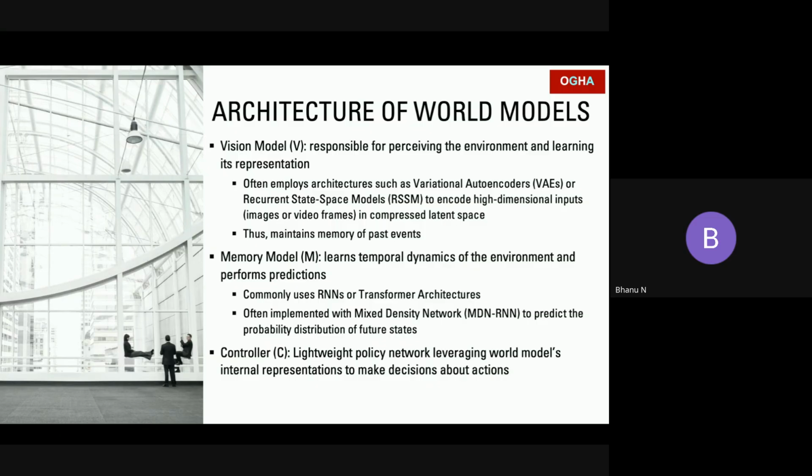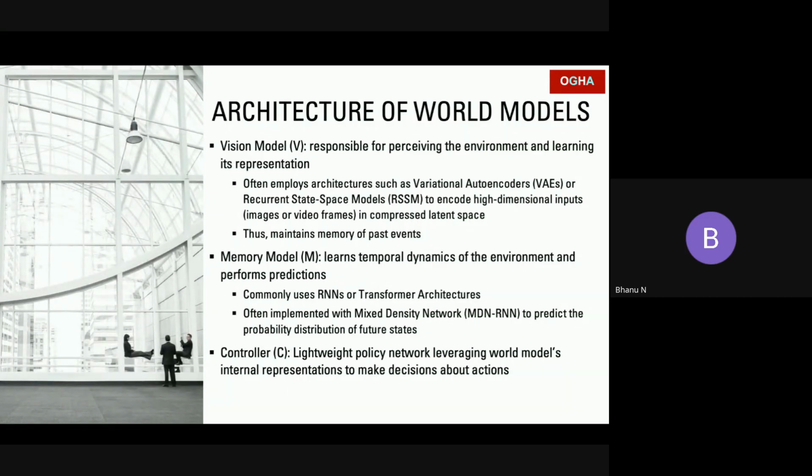And then it performs the predictions reasonably. This is the one which actually makes that possible. And this part uses RNNs, or it uses transformer architecture, because again, you can see how transformers have been helping even for these things. They're often implemented with mixture density networks, which are called MDN-RNNs. This is for predicting a probability distribution of future states. So when you predict a range of future states, you also get a probability distribution along with it, basically how likely it is. That's again useful. You can take the most likely path, or you can vary the input and see how the probability changes.